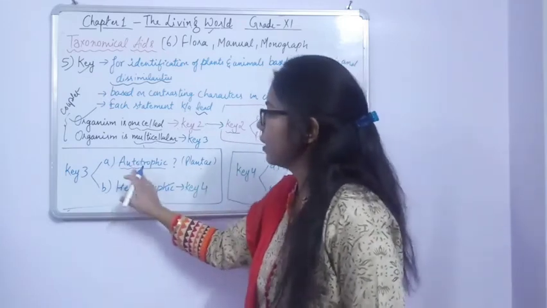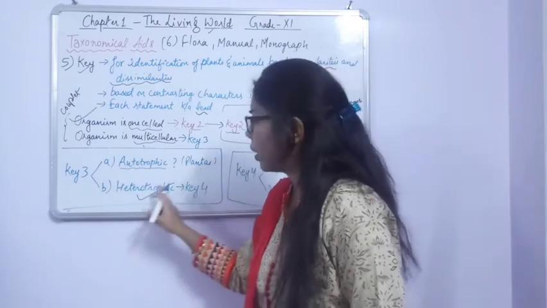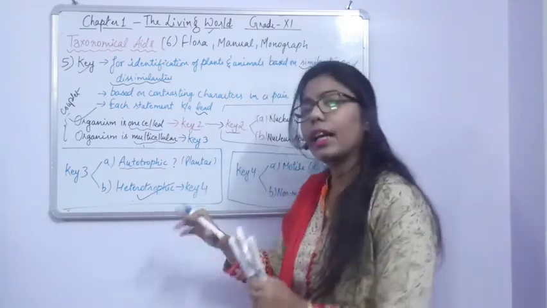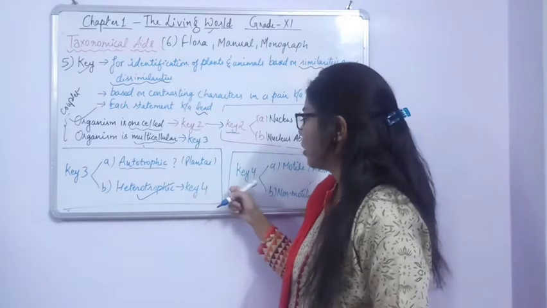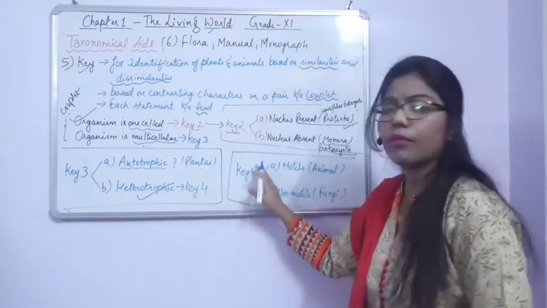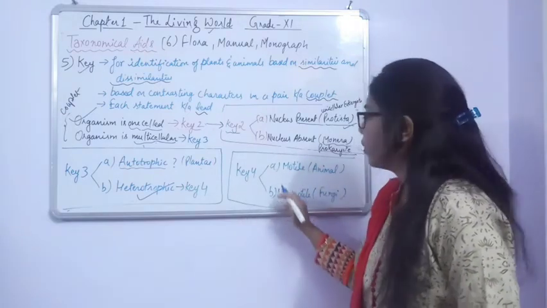If you have selected autotrophic, then you got your answer. But if you observe characters like heterotrophic, you will get another lead, which says that you have to go to key number 4. Again, when you go to key number 4, you will find two pairs, again two contrasting characters. What are they?